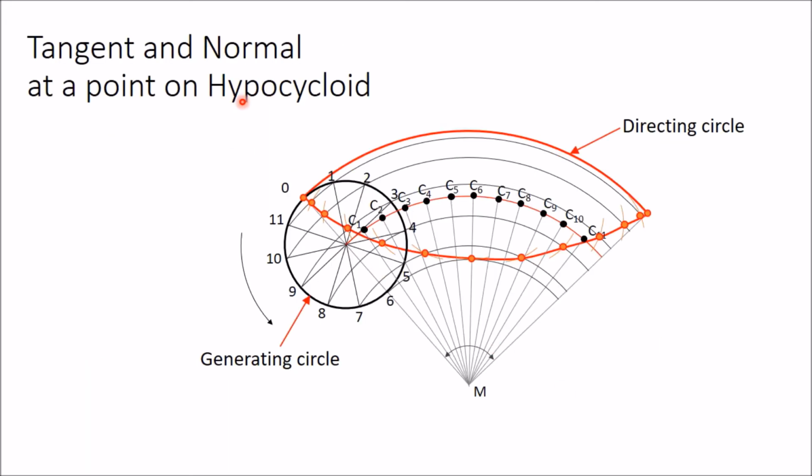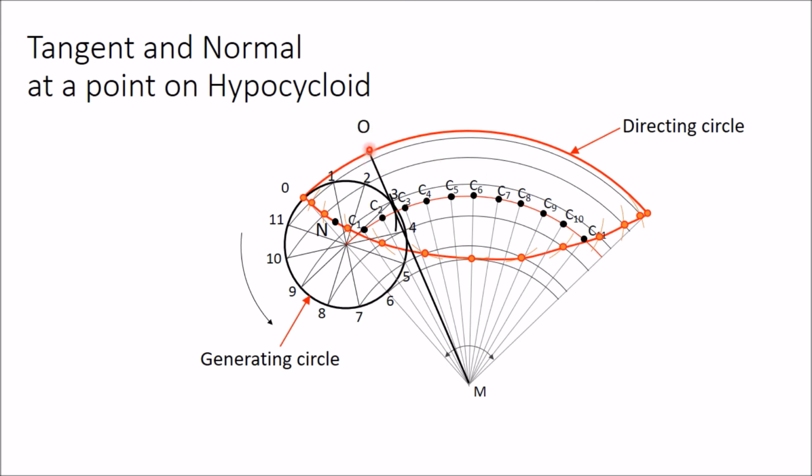To draw tangent and normal at a point on a hypocycloid, the method is similar. What you have to do, for a particular point N, take a radius r, which is the radius of the generating circle, and draw an arc which cuts the locus of centers at this particular point. And from this point, join this M and extend this line, which meets the directing circle at this point. So this is the point O.